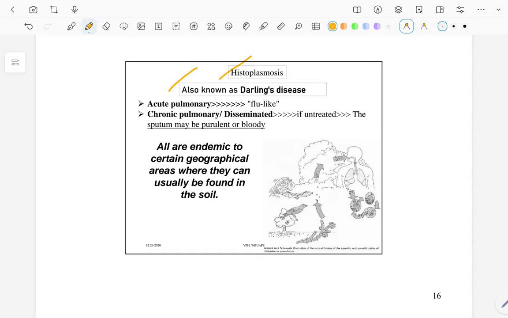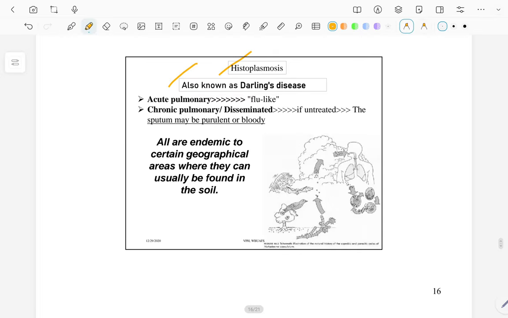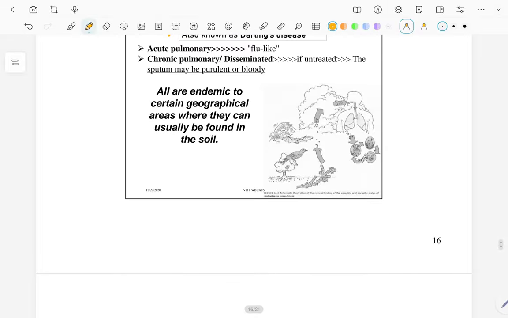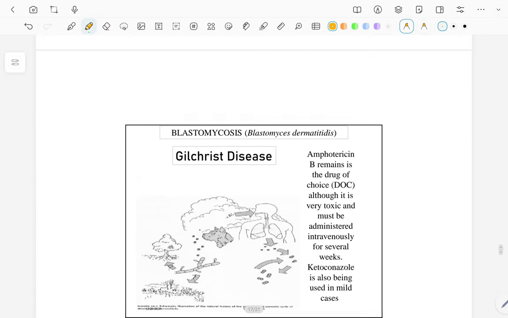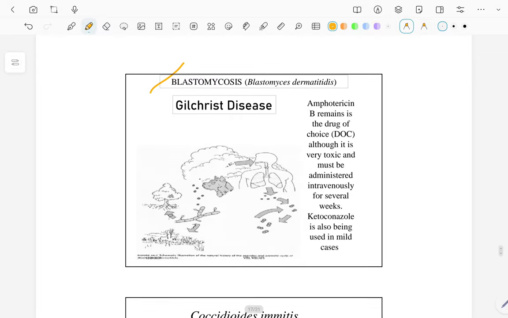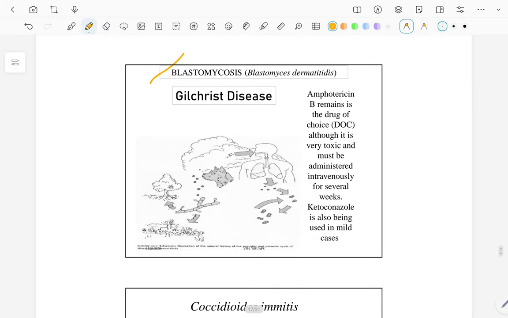Histoplasmosis, also known as Darling disease: acute pulmonary flu-like illness, chronic pulmonary or disseminated disease. If untreated, the sputum may be purulent or bloody. All are endemic to certain geographical areas where they can usually be found in the soil. Blastomycosis, Blastomyces dermatitidis, Gilchrist disease. Amphotericin B remains the drug of choice, although it is very toxic and must be administered intravenously for several weeks. Ketoconazole is also used in mild cases.